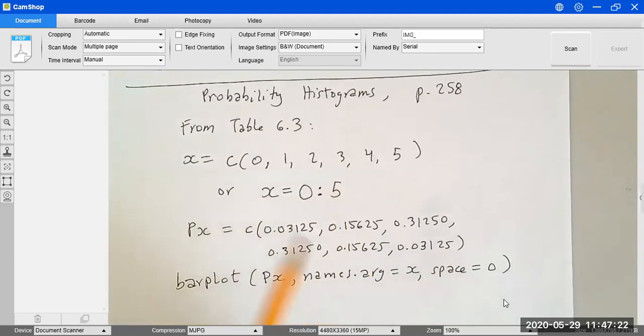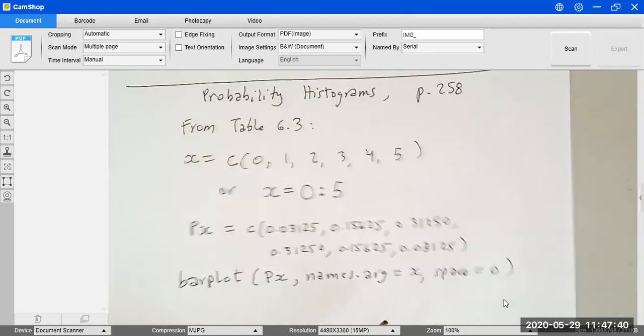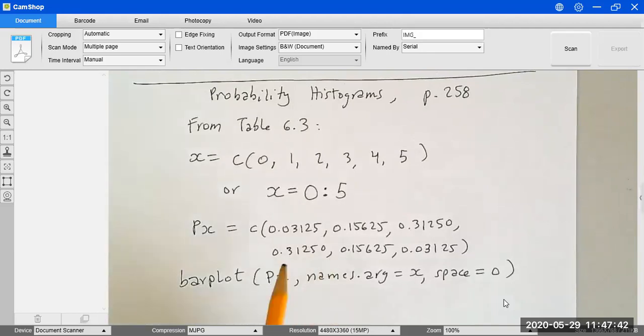Then we have to enter our variable for the probability value. So I'm just writing px and writing the values from the table. The first value is 0.03125 and so on. So we have 6 values, one value of probability per value of x.